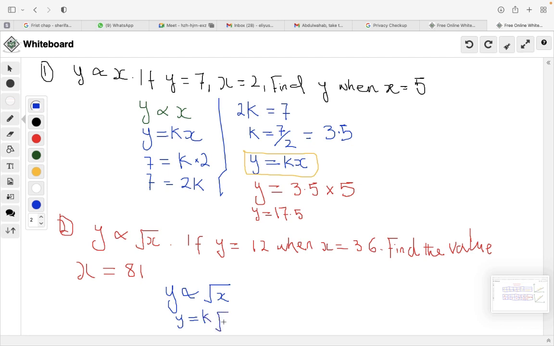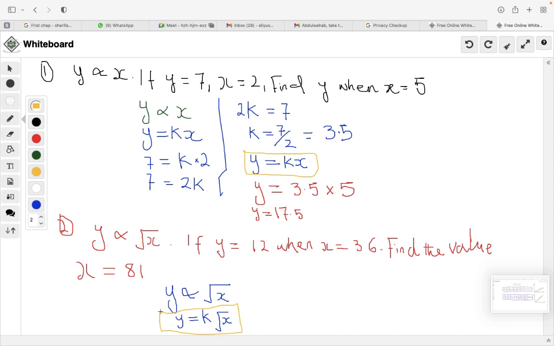This is what we're going to be working with: y equal to k square root x. This will be our function, or our equation, that we'll be working with, right? This is the direct relationship between y and x. So this is the function we work with.